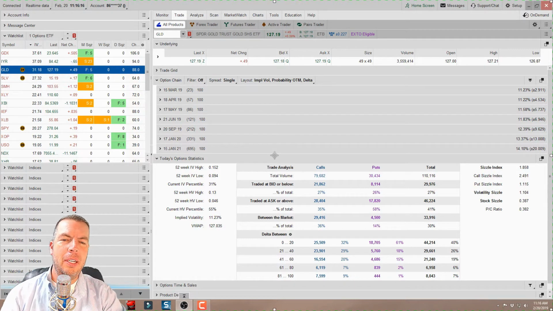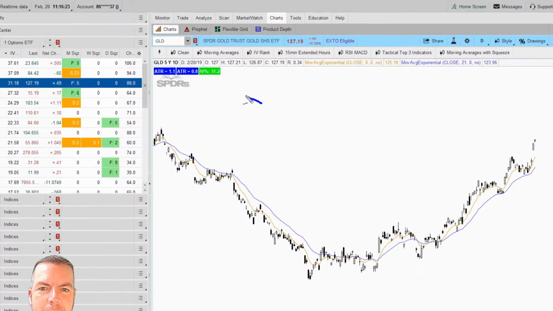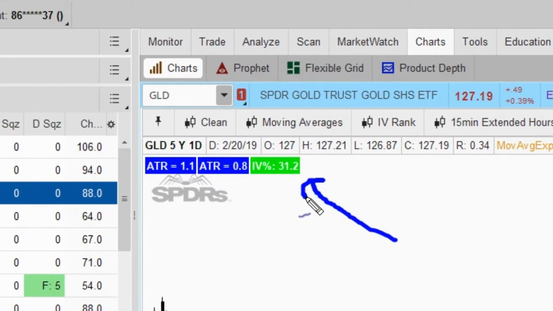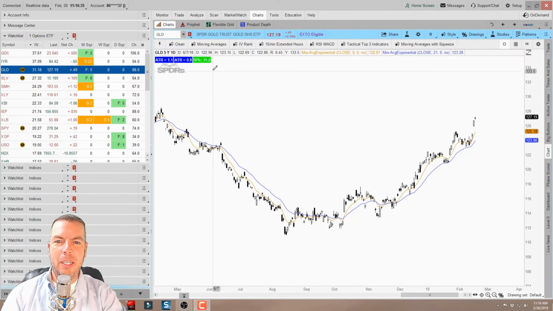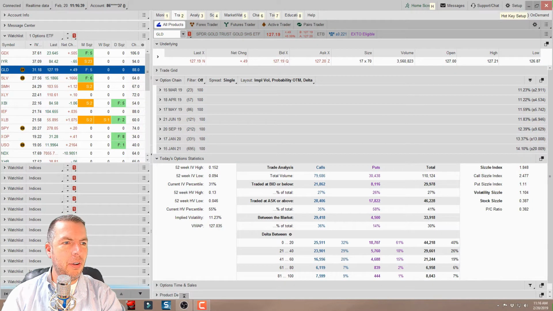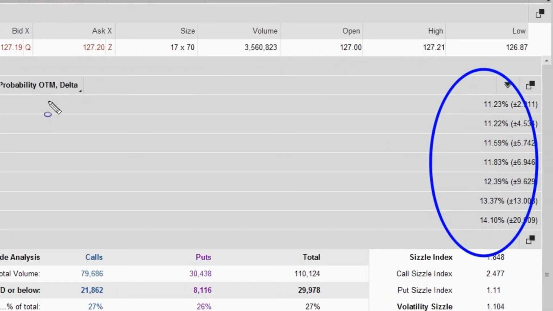I did a video a couple of weeks ago about adding chart labels, and we're specifically talking about this chart label right up here in the top left hand corner, the 31.2% IV percentile. The question Richard had was, I added this chart label, but it doesn't match any of the numbers I see over here on the right hand side of the trade tab. On our chart label we had 31.2%, but over here on the right side we have 11.2%. So what is the difference, and why aren't those the same?